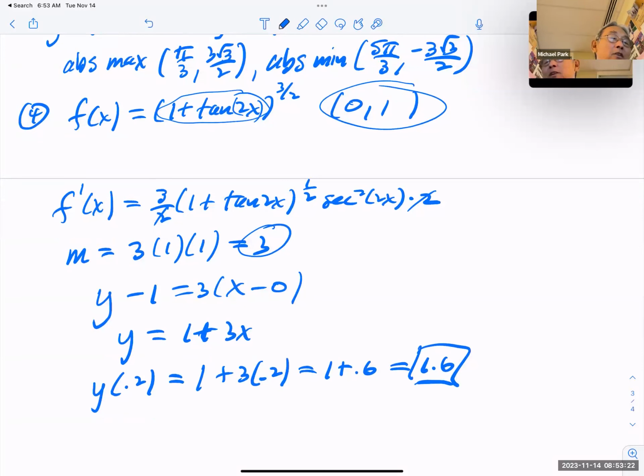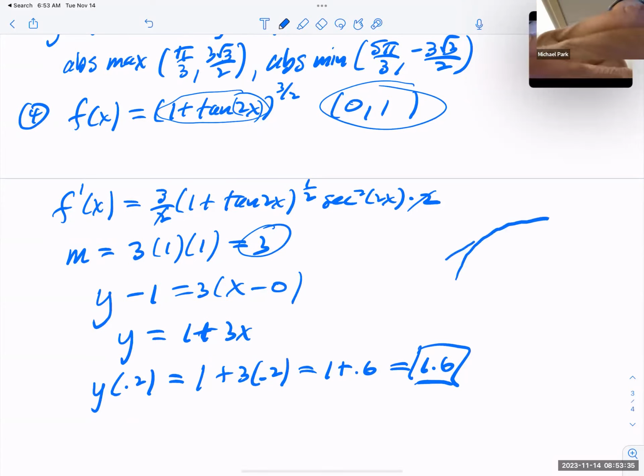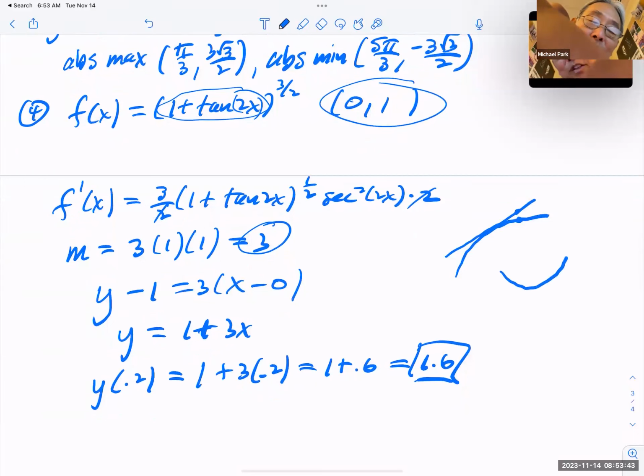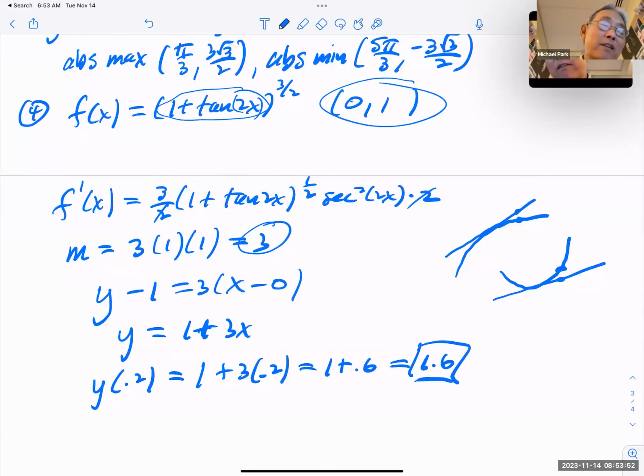Is this an under or an overestimate? Well, you need to know the concavity at x equals 0. And again, don't memorize these things. Just draw a picture. If the graph is concave down, then the point on the tangent line is going to be above the point on the curve, and then you have an overestimate. But if the graph of the original function is concave up, when you make the tangent line, the point on the line will be below the actual point on the curve, and then you have an underestimate.